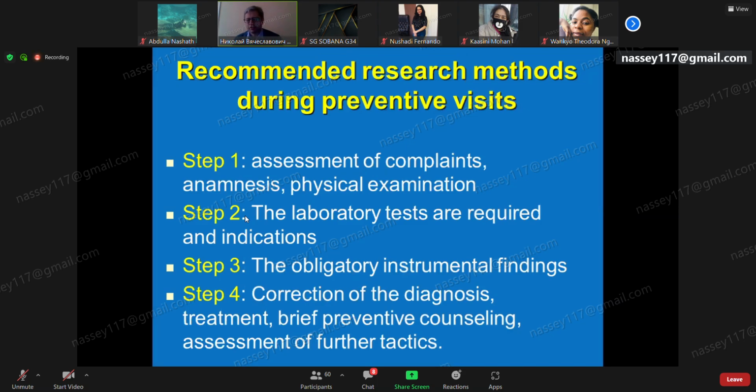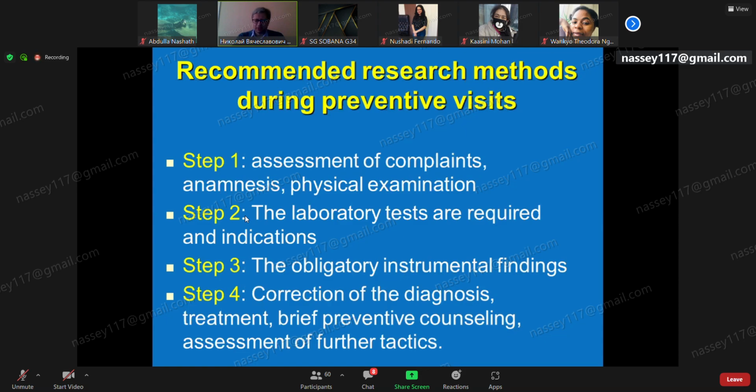We can prescribe higher doses. We can increase the therapeutic doses. We can recommend to combine any medications, antihypertensive or bronchodilators, for a COPD patient or bronchial asthma patient.